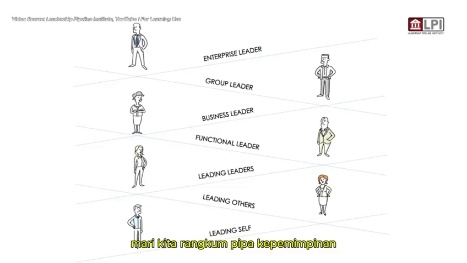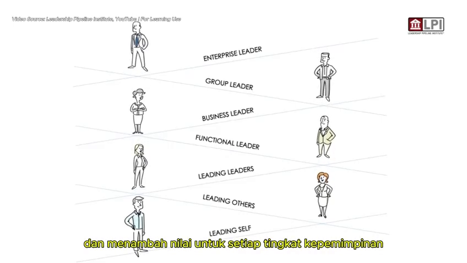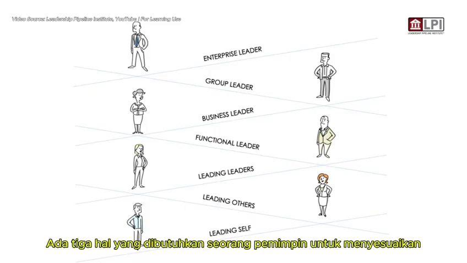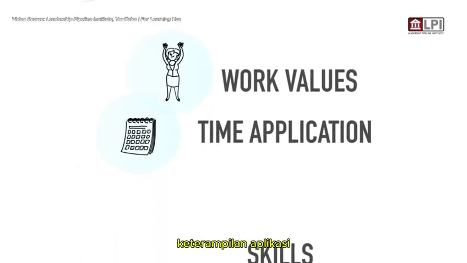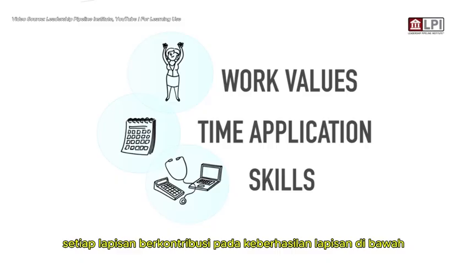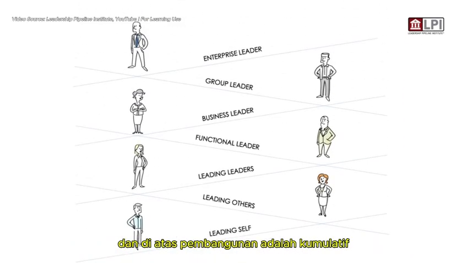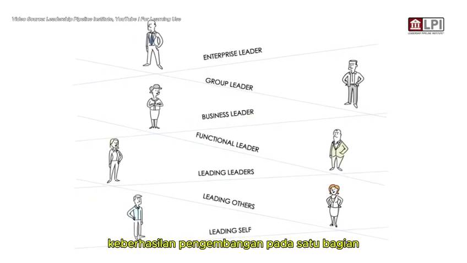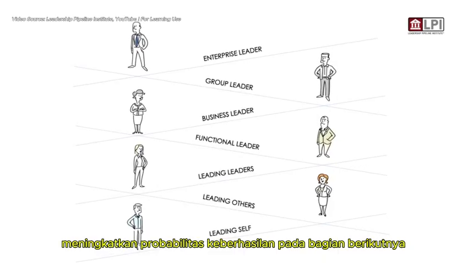Let's summarize. The leadership pipeline clarifies the specific responsibilities and adds value for each leadership level. When changing leadership level, there are 3 things that a leader needs to adjust: work values, time application, skills. Every layer contributes to the success of the layers below and above. Development is cumulative. Successful development at one passage enhances the probability of success at the next passage.